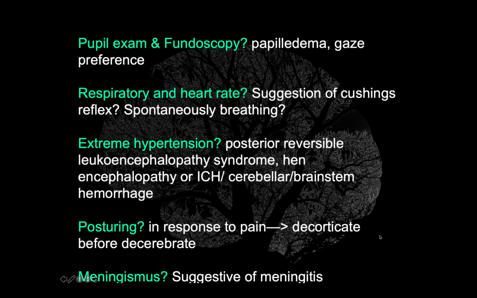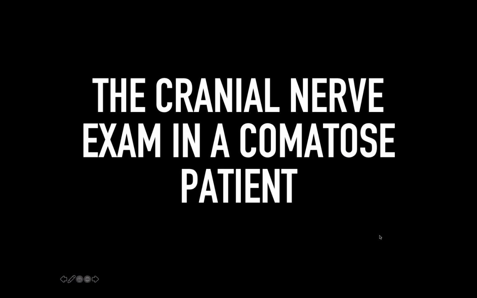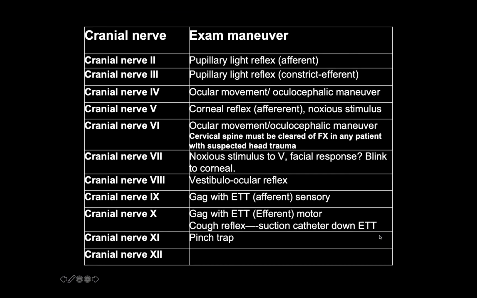Extreme hypertension may suggest posterior reversible leukoencephalopathy or intracranial hemorrhage. Is there posturing in response to pain, whether it's decorticate with upper limb flexion or decerebrate with upper limb extension, or meningismus? Never assume the comatose patient does not hear what you are saying, because as I alluded to, in many cases the patient may be responsive and actually following commands or even alert, but may not appear to be so. The cranial nerve exam in a comatose patient. While a patient can't follow commands, you can still examine many cranial nerves with just observations. For example, the pupillary light reflex can test the afferent and efferent limbs of nerves 2 and 3 respectively.